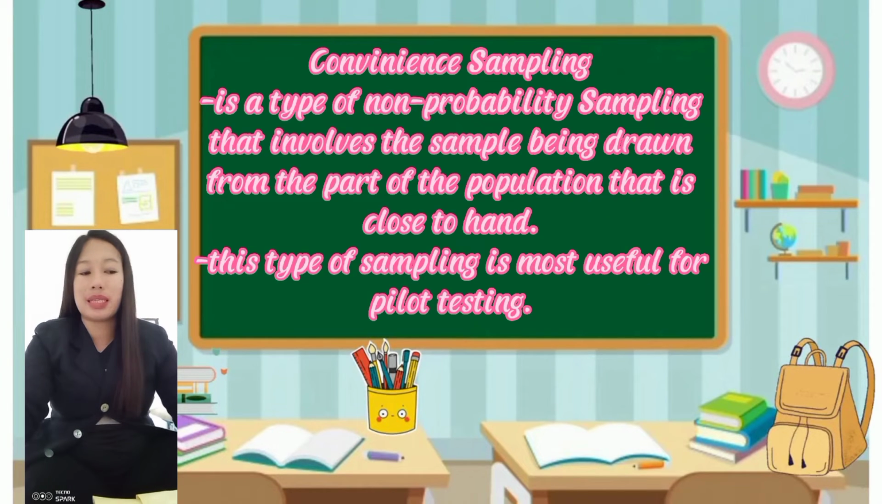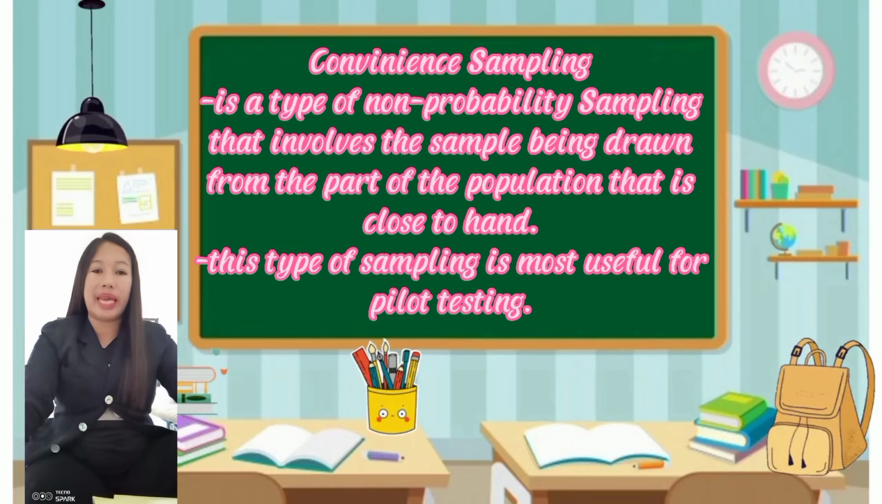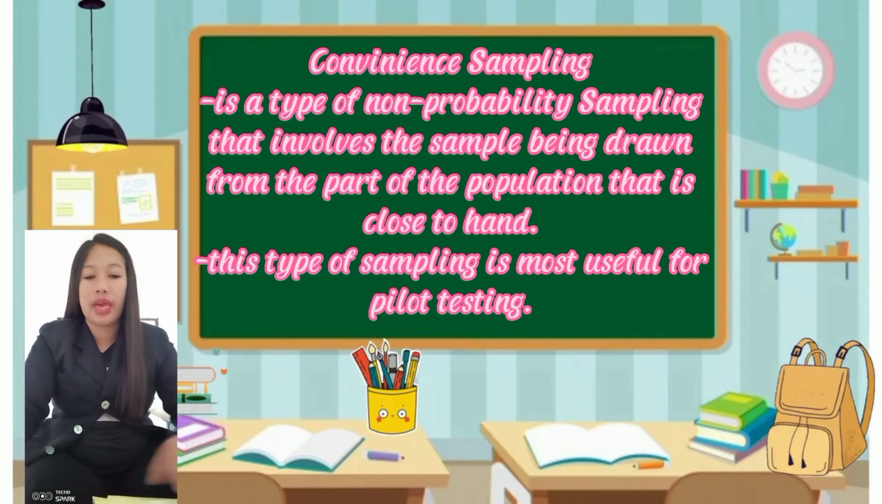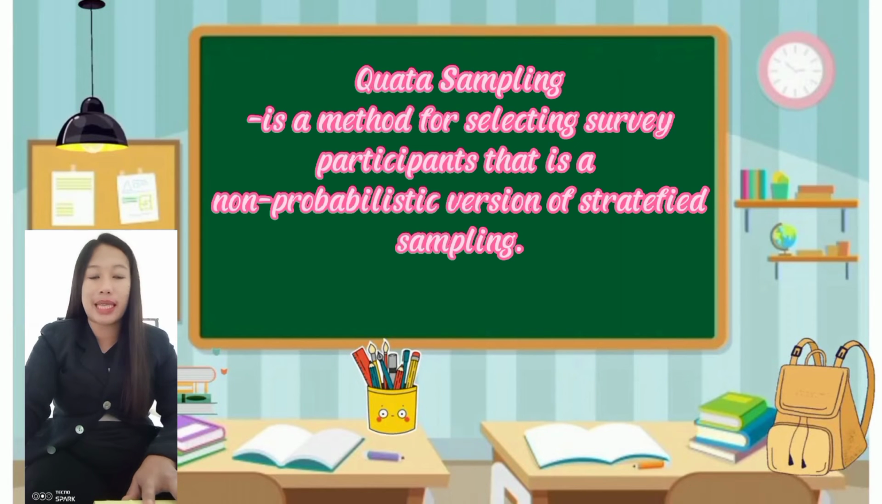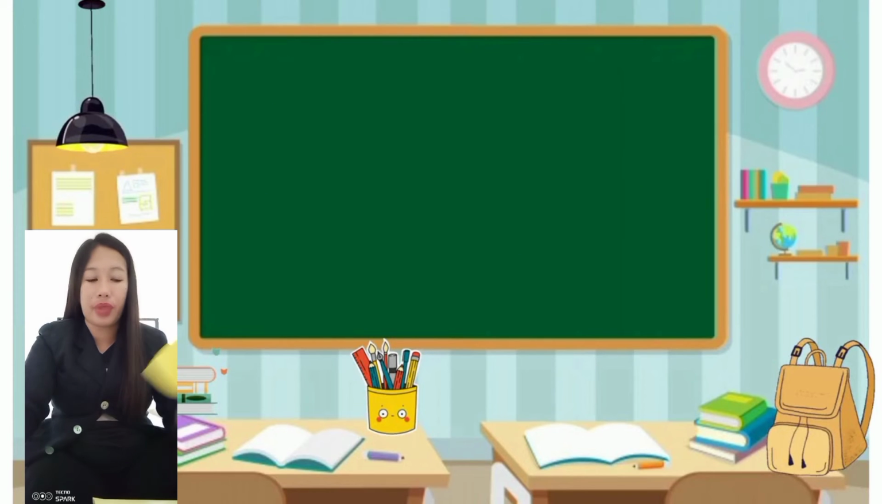Convenience sampling is a type of non-probability sampling that involves the sample being drawn from the part of the population that is close to hand. And this type of sampling is most useful for pilot testing. Second is the quota sampling. Quota sampling is a method for selecting survey participants that is a non-probabilistic version of stratified sampling.